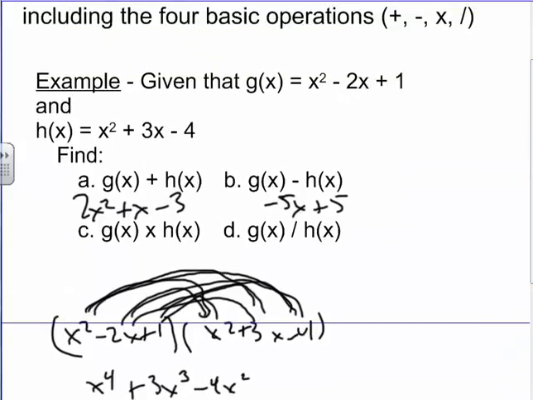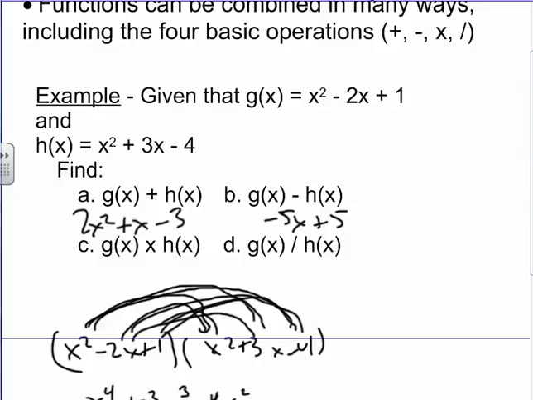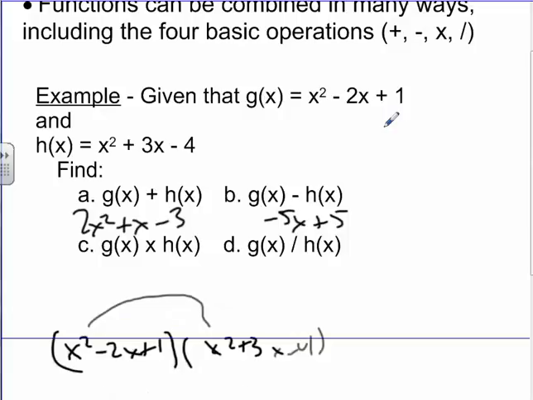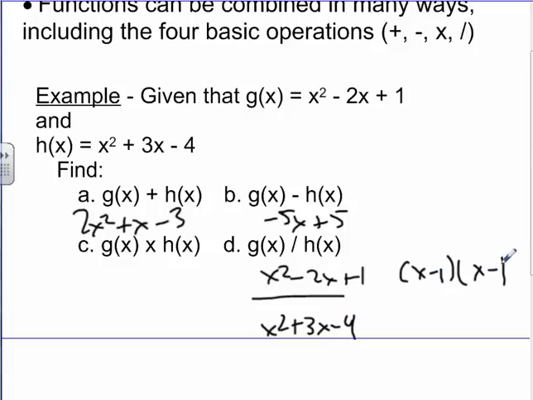Hopefully you guys are familiar with being able to do something like that. F of x divided by g of x. Let's just erase all this. Give me a sec while I erase so we can make some room here. There we go. G of x divided by h of x would be this guy over this guy. This will be x minus 1, x minus 1. This will be x plus 4, x minus 1, and something cancels. Right, so hopefully you're familiar with that. Just the idea that you can add, subtract, multiply, divide functions to each other.